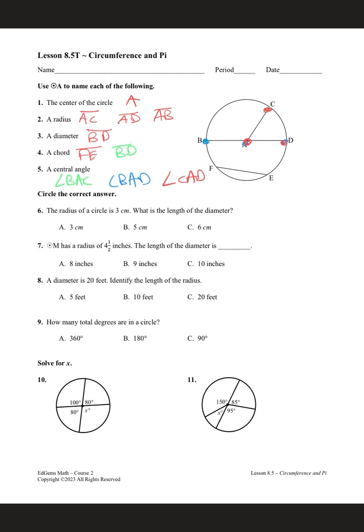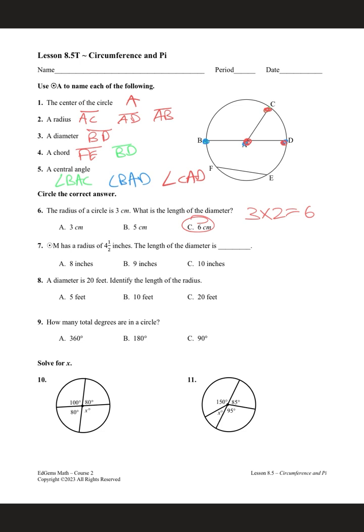So for numbers 6 through 9, it says circle the correct answer. The radius of a circle is 3 centimeters. What is the length of the diameter? If they give you the radius, which is 3, to find the diameter of that circle, all you have to do is multiply it by 2. So 3 times 2 is 6. So is it A, B, C, or D? It is C.